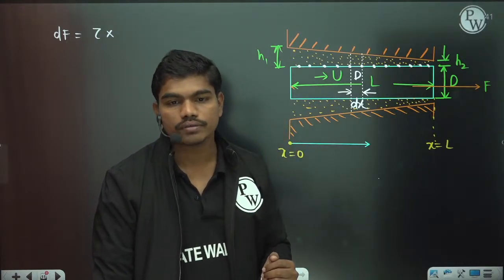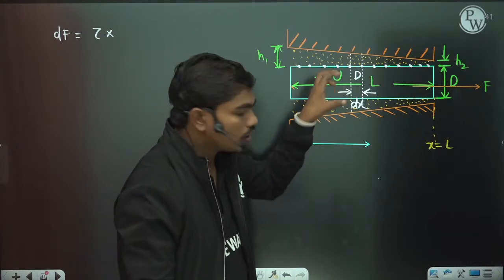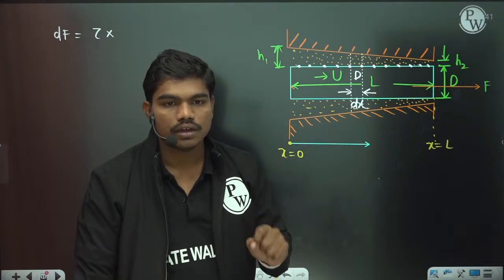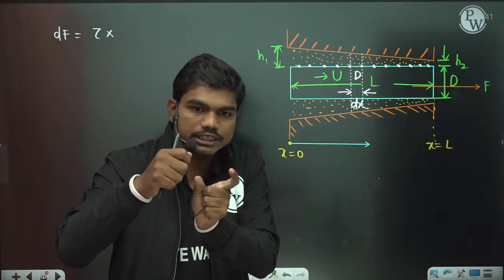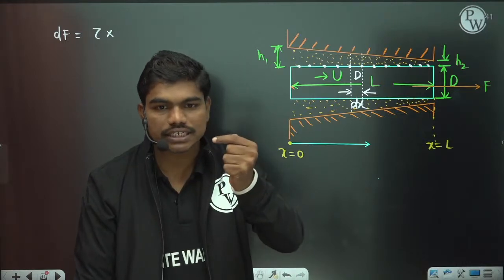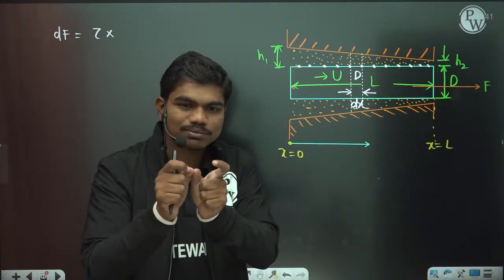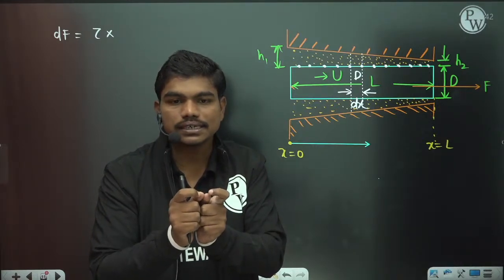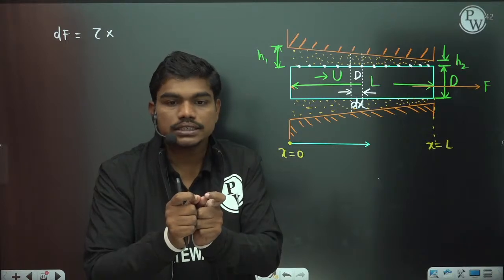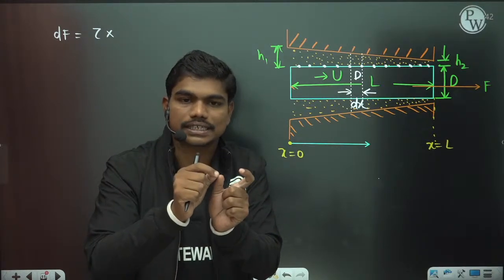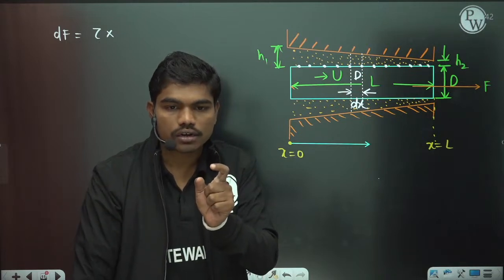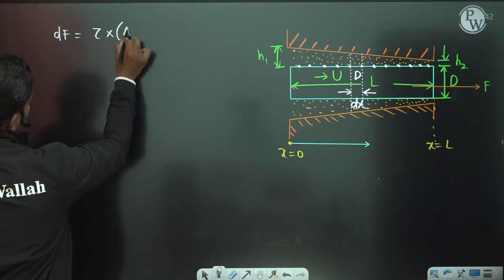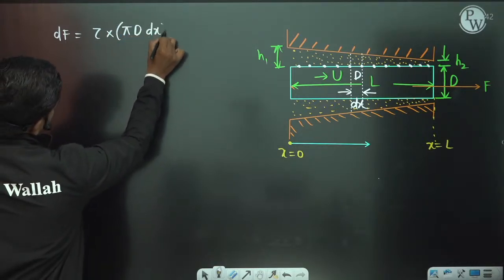Type in the chat box, come on, what is the small area of contact between the solid and the viscous oil? Circumference multiplied by this distance, correct? So pi into d, which is the circumference of that shaft, multiplied by this small thickness dx. Yes, so please tell me, is this correct? So pi d multiplied with dx is the small area, correct?